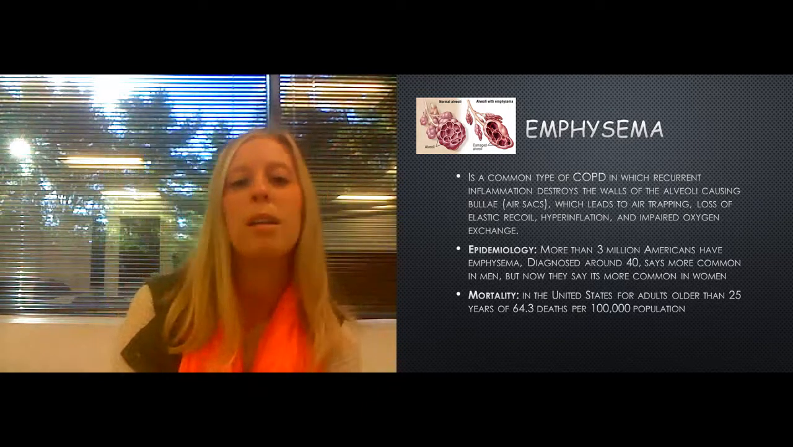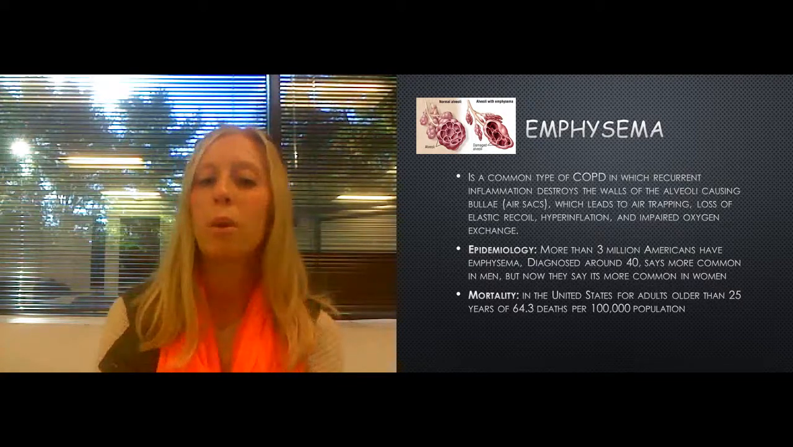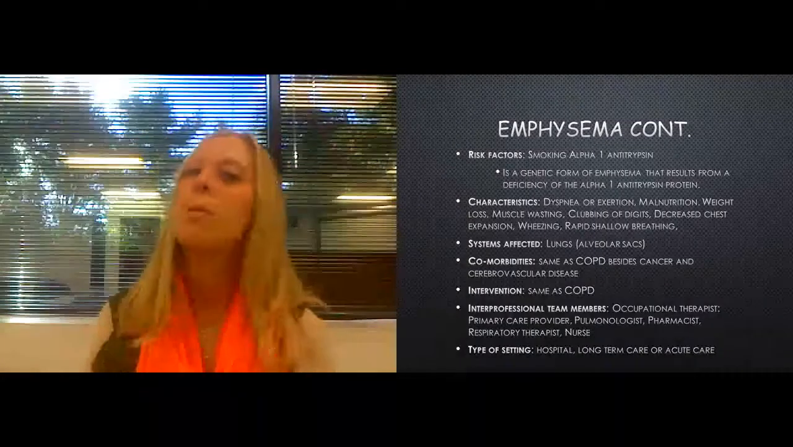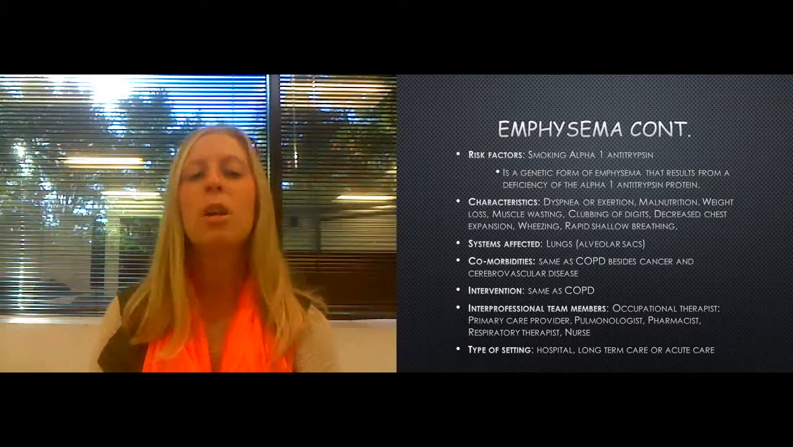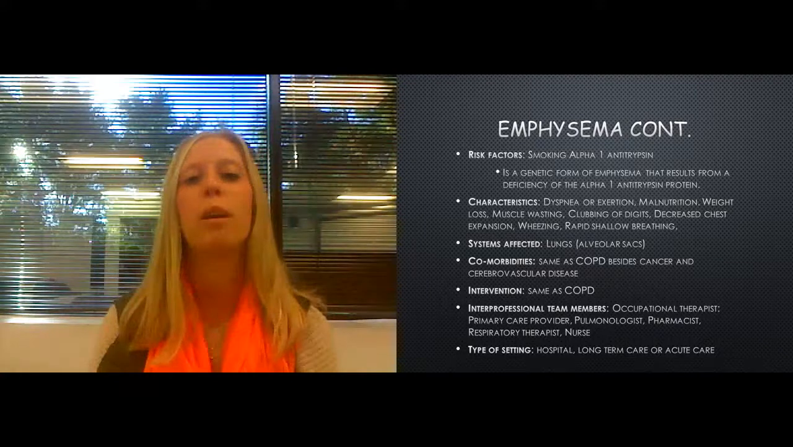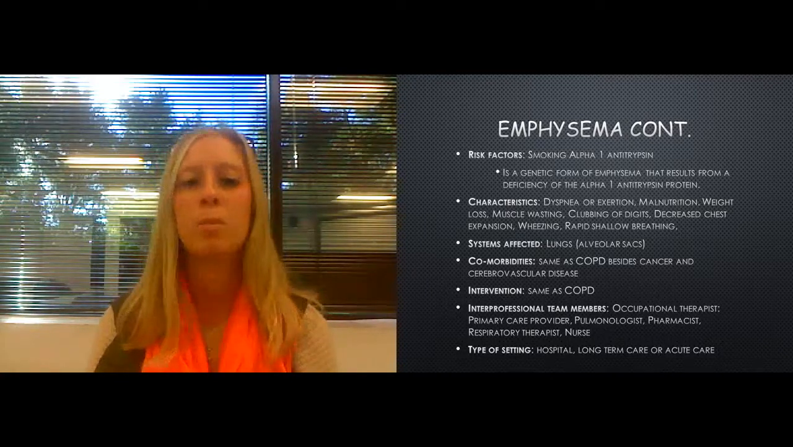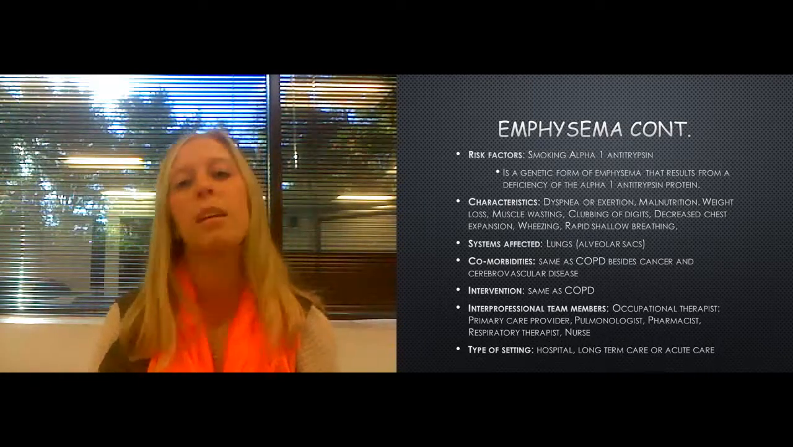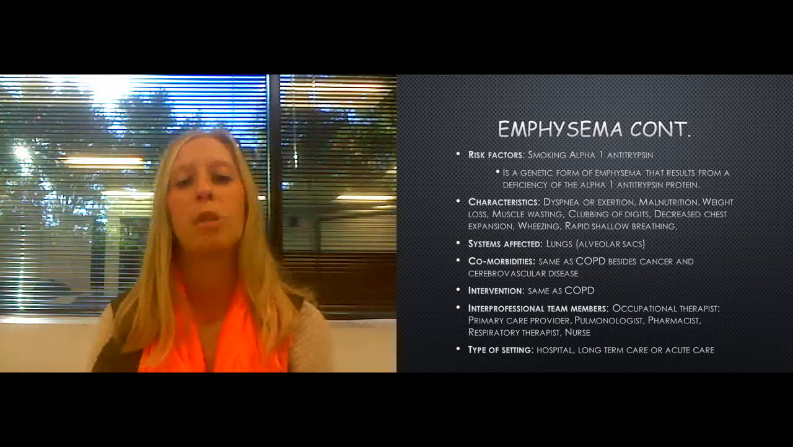The mortality rate in the United States, for adults older than 35 years, is 64.3 deaths per 100,000 in the population. Some common risk factors include smoking and alpha-1 antitrypsin deficiency, which is a genetic form of emphysema that results from a deficiency of the alpha-1 antitrypsin protein. Some characteristics of emphysema are dyspnea on exertion, malnutrition, weight loss, muscle wasting, clubbing of the digits, decreased chest expansion, wheezing, and rapid shallow breathing.